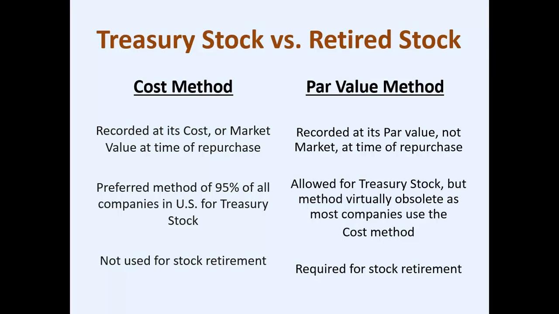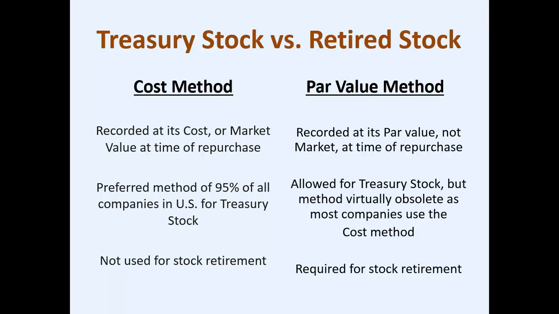The cost method is not allowed to be used for retirement, while in some states you can choose between the cost and the par method if you're going to call it treasury stock. Kind of a technicality there. So for the par method, instead of recording at its cost, if I buy it back, I record the reduction in common shares at their par value, and then a corresponding reduction in any paid-in capital excess of par. So it's as if I'm reversing an entry.